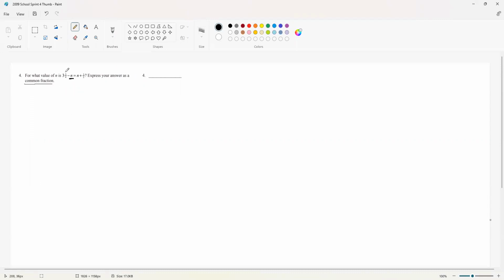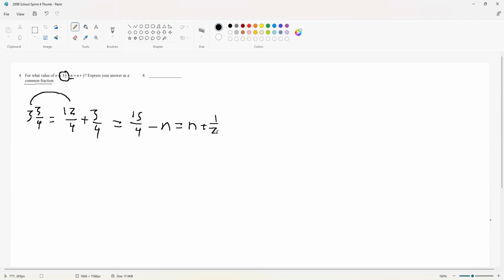So what we're first going to do is take 3 and 3/4 and convert this into a fraction. Essentially, we're going to turn it into 12/4 plus 3/4, right? Because 12/4, you divide 12 by 4, you get 3. So these two terms are equivalent. Now we're going to add this together. We'll get 15/4. So we have 15/4 minus n is equal to n plus 1/2.